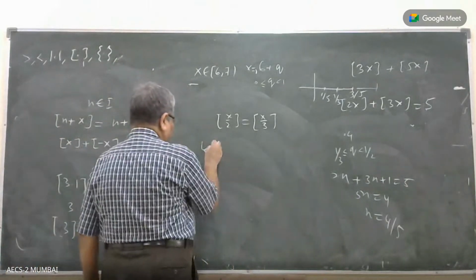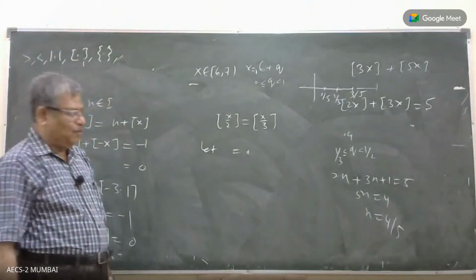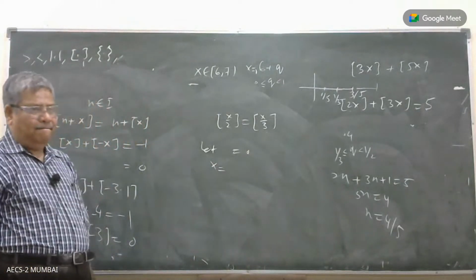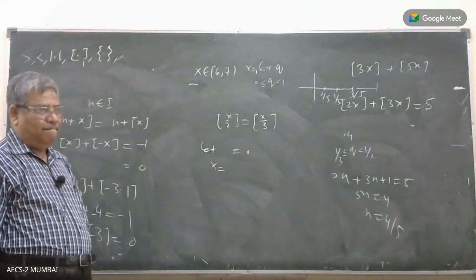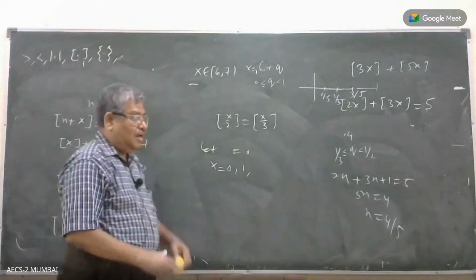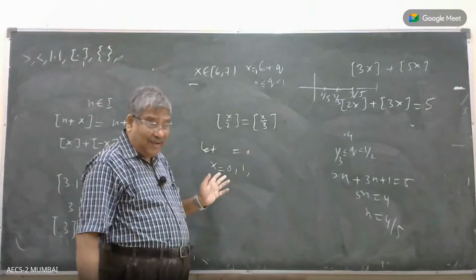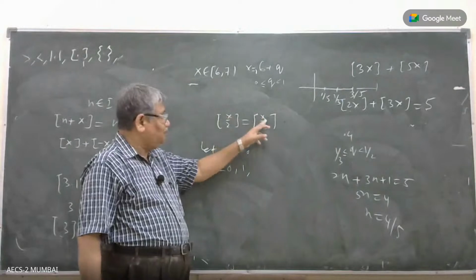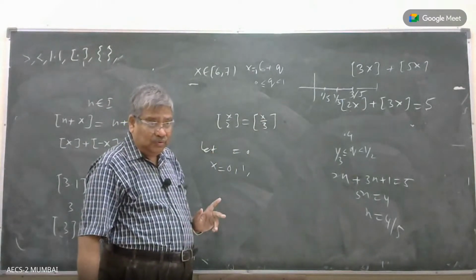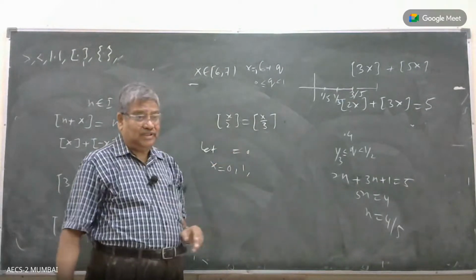Let this be equal to 0. What are the possible values of x? If I say this whole thing is 0, what are the possibilities of x? x can be 0, x can be 1. Can it be 2? No, because this will become 1, this will become 2. So that means 2 solutions are possible.